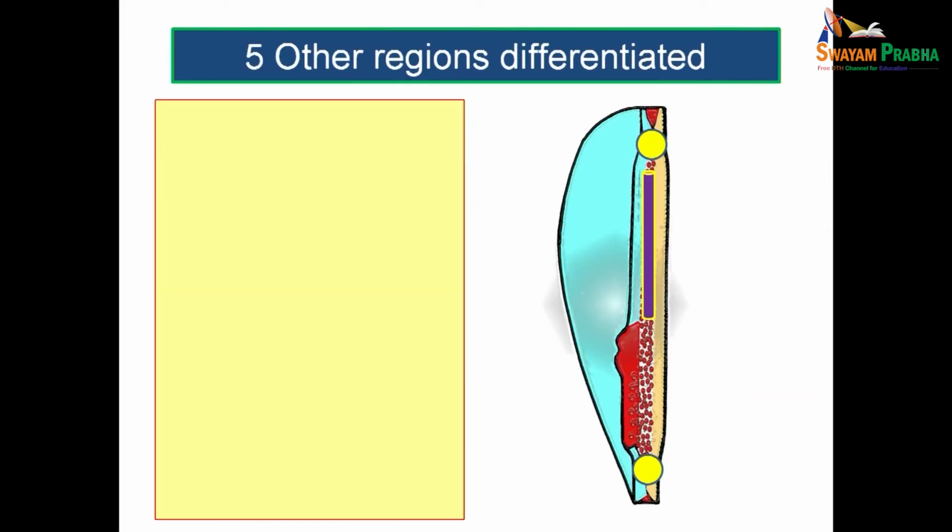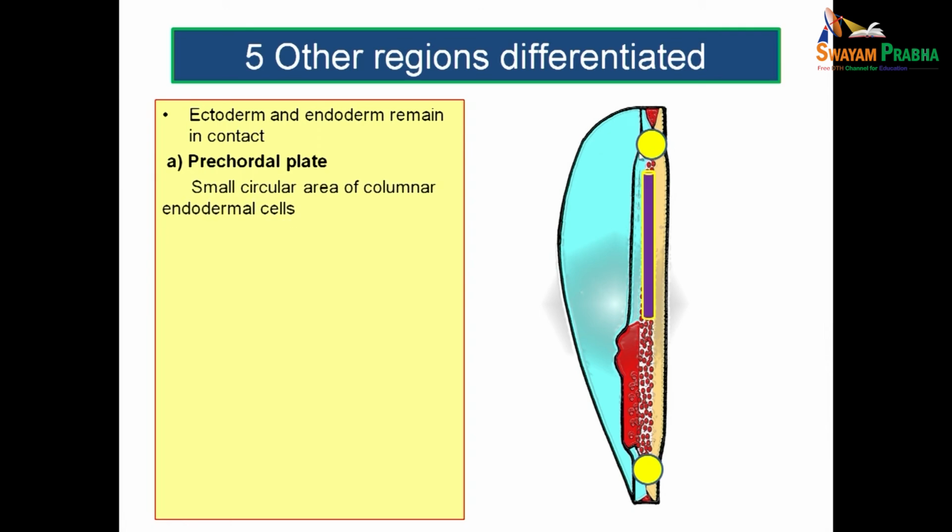Now, apart from these regions, there are some other regions which develop in the embryonic disc. That is, the ectoderm and endoderm remain in contact at certain regions without the formation of intraembryonic mesoderm in between. So, one such place is known as the precaudal plate. That is a small circular area in the cephalic end where you get the endodermal cells as columnar cells. Usually the endodermal cells are cuboidal, but at the cephalic region in the precaudal plate, the endodermal cells will be columnar in nature.